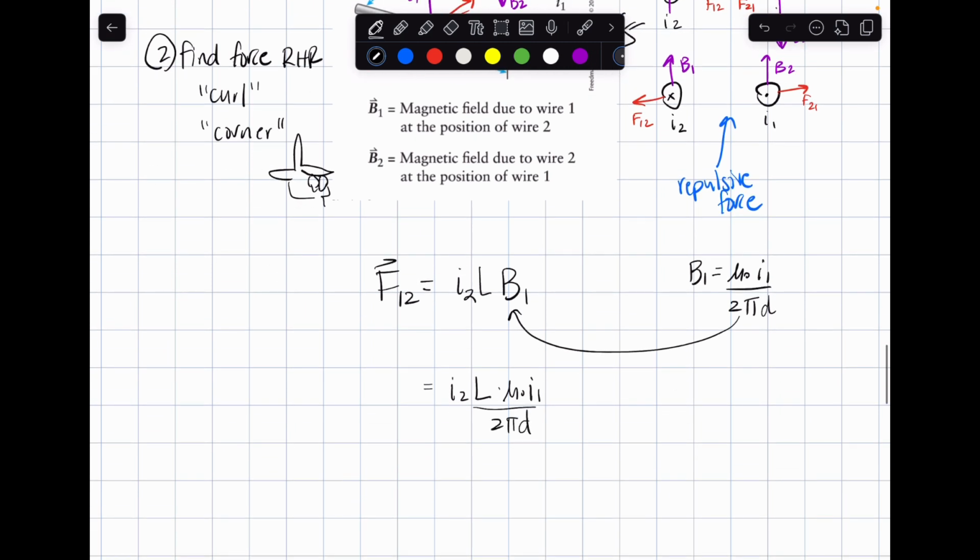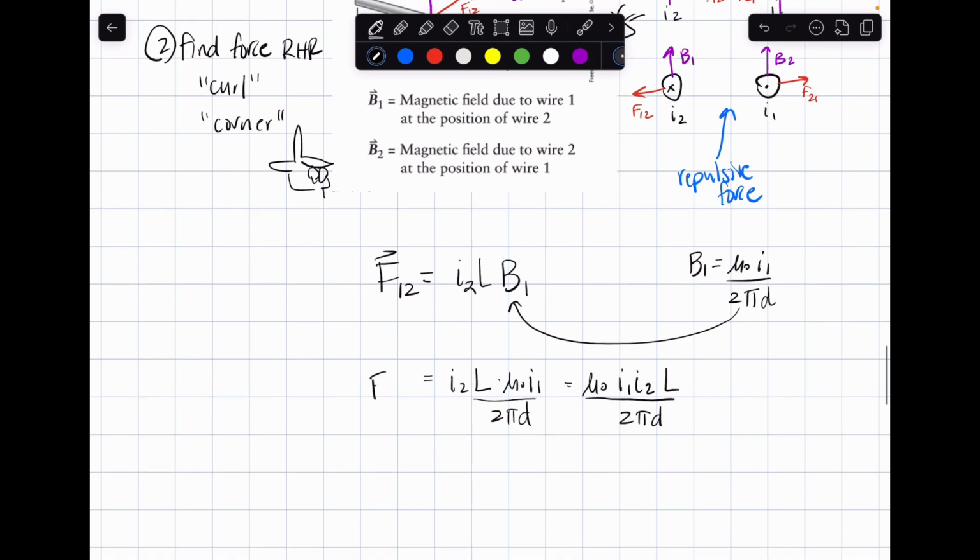Let's rearrange things to make it pretty. So let's put mu naught in the front. Let's put I1, I2, L over 2 pi d, where L is the length of the wires. Let's say that they're equal length, so I'm just going to leave it as L. There we go. That's the force that wire 1 exerts on wire 2, the force that wire 2 is feeling.